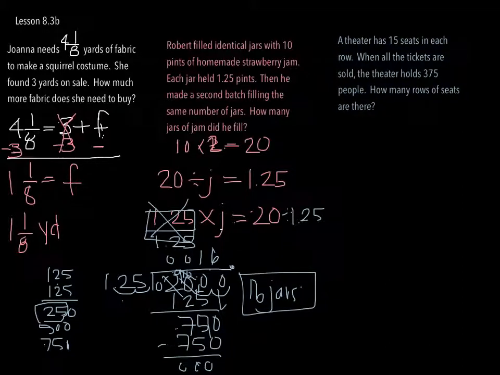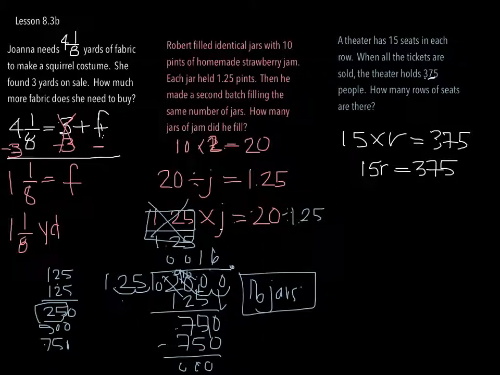Okay, so the first step we need to do is write our equation. Now we know our total, so let's put that over here, 375. So what we're going to do is take 15 seats and multiply that by the number of rows, okay? Because that's what it's asking us. How many rows are there? So our equation is 15 times r equals 375, or I can just write 15r equals 375.